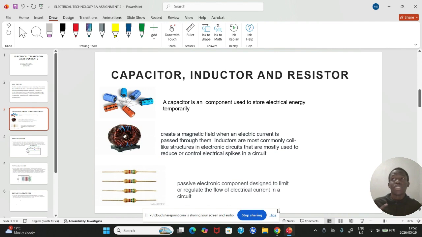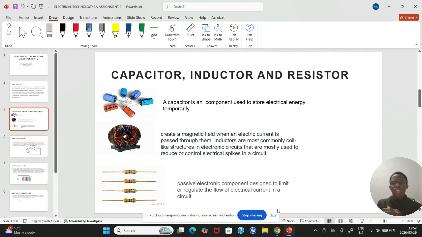The third one is what? It's a resistor. You all know what a resistor means according to physics or Kirchhoff's laws. This resistor will slow down the electric current in a circuit. It slows the flow of current in a circuit.